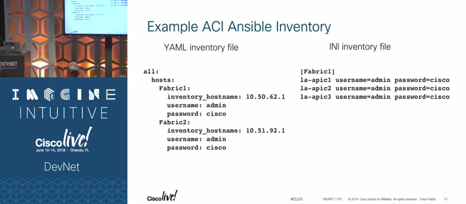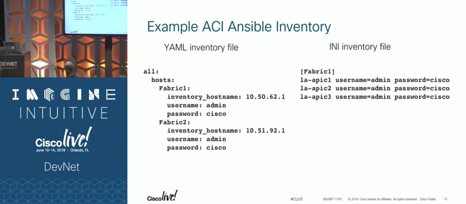So here's an example of some Ansible inventory files. On the left, you can see a YAML-based inventory, and on the right side, you can see an INI inventory file. You'll notice that I actually have groupings, so you can have a single host that you want to automate, but I can also group them. So for example, I've got my 3 APICs, and they're associated with Fabric 1.